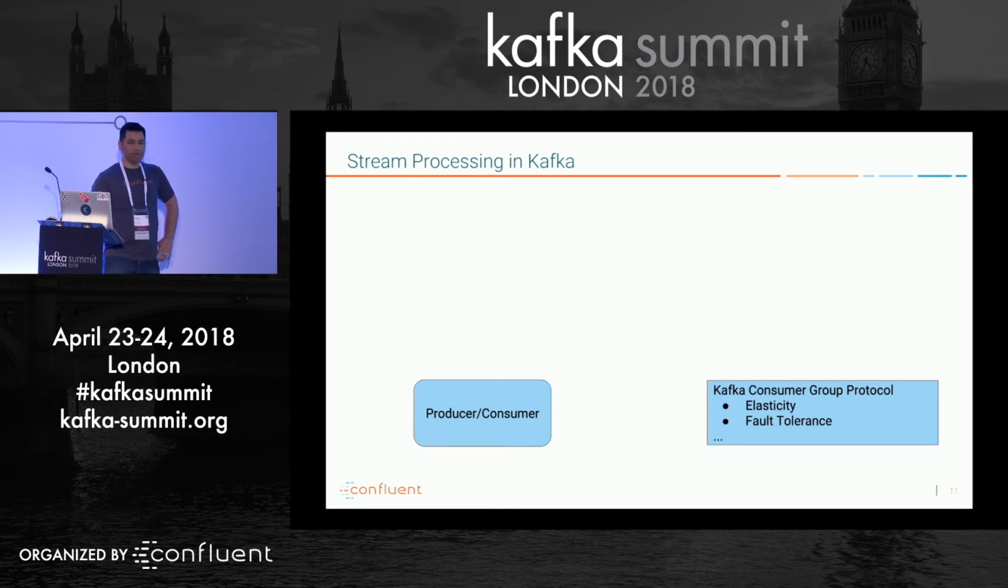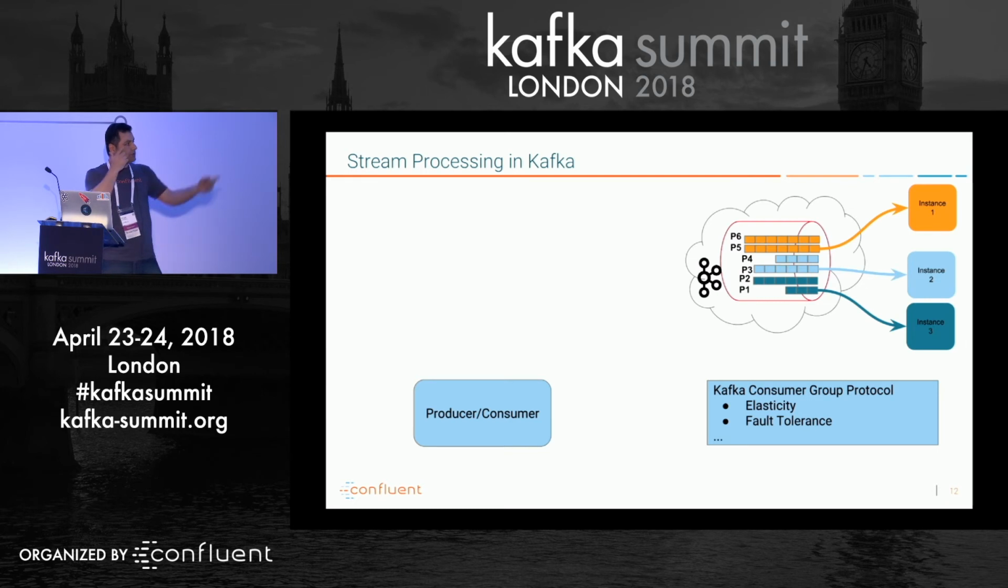Let me give you a quick overview of how some of these properties of the consumer group protocol work. Imagine you have a topic in Kafka with multiple partitions, and you have a group of consumers, each of them consuming part of this topic. The consumer group is going to assign the partitions to each of these consumers, and they are going to consume the topic data from each of these partitions.